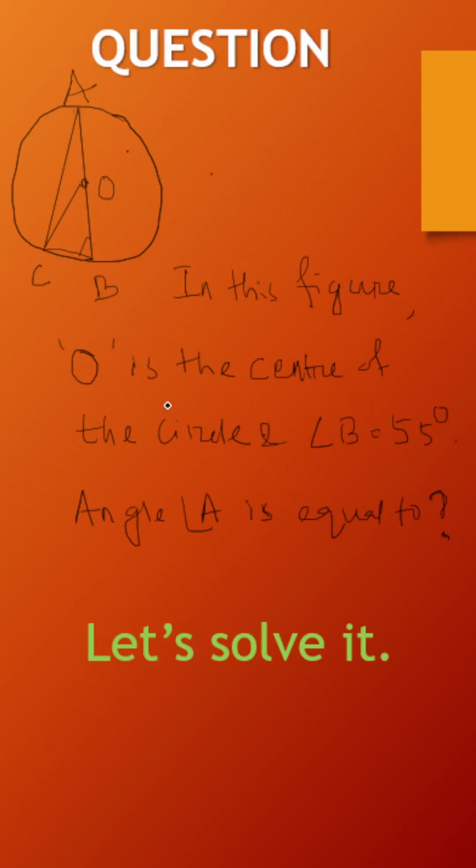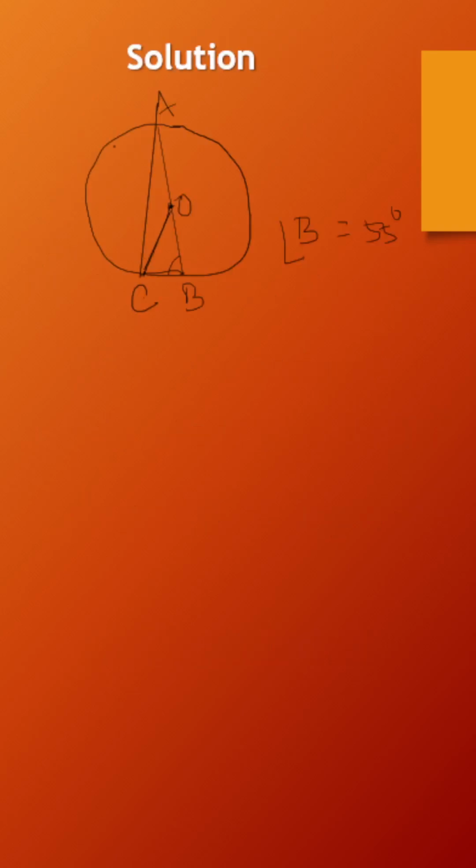Now let's solve it. It's a pretty basic one, but a pretty important one which is used in complex problems. See that here it says that angle B is 55 degrees and we have to find angle A. Hope you can see that. So if angle B is 55, can you say what is the angle OCB?